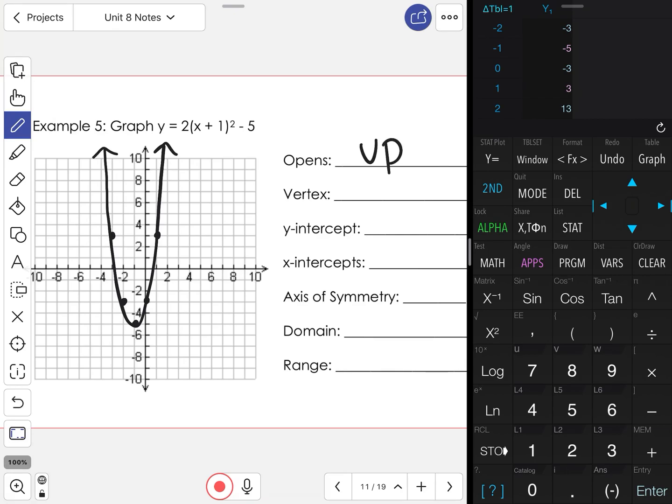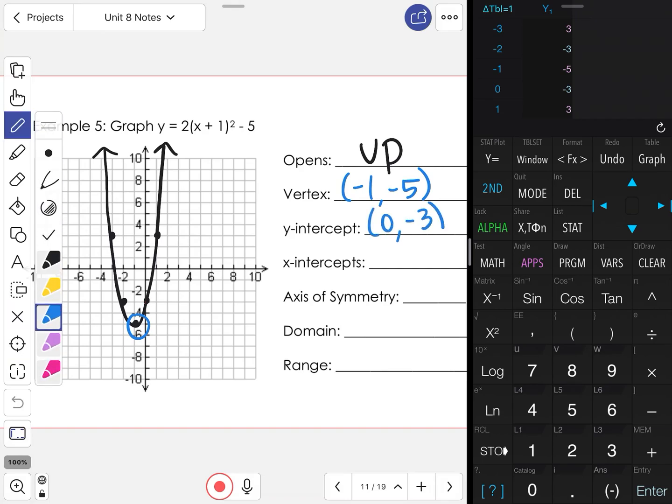And it looks like we're still opening up. And our vertex is all the way down here. It's our lowest point of our graph, so a minimum. And that point was -1, -5. And now we need to find our y-intercept. So that's where we're crossing that y-axis, which was at the point 0, -3.